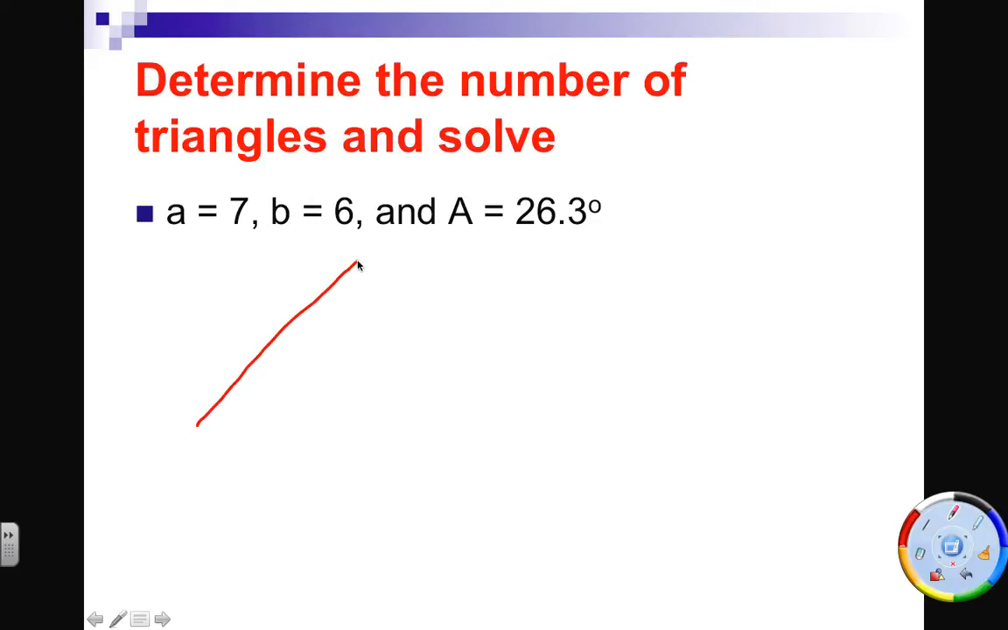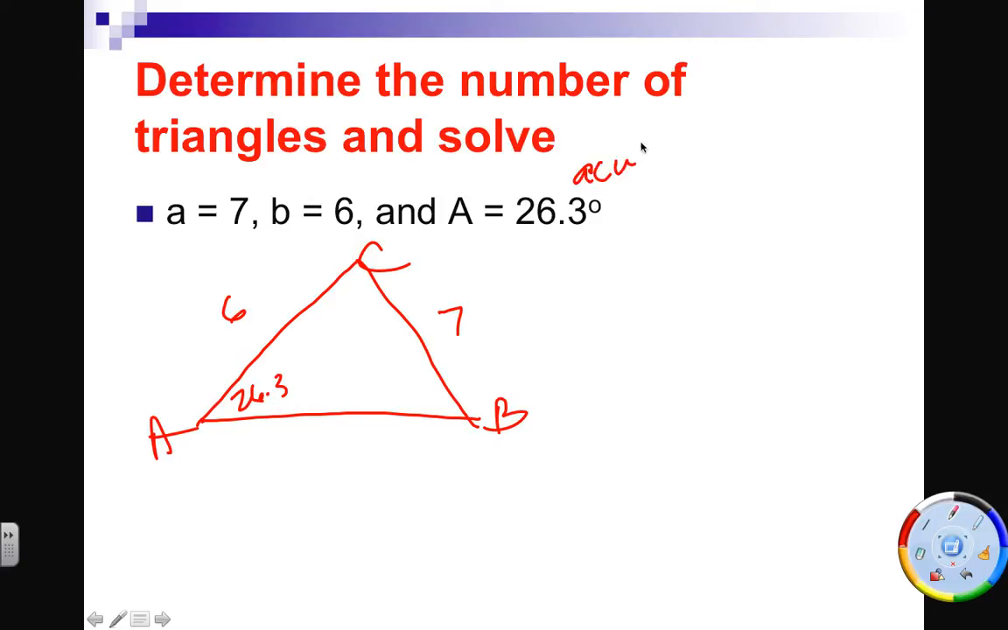So if I was to just draw a random triangle and randomly put these in places, I would say this is 26.3, this is 7, and this is 6. Well, I'm given an acute angle, so this is acute, obviously. So I need to look at the 4 variations. That limits me down from 6 to 4. And then I need to look, well, the first two things, compare it to h.